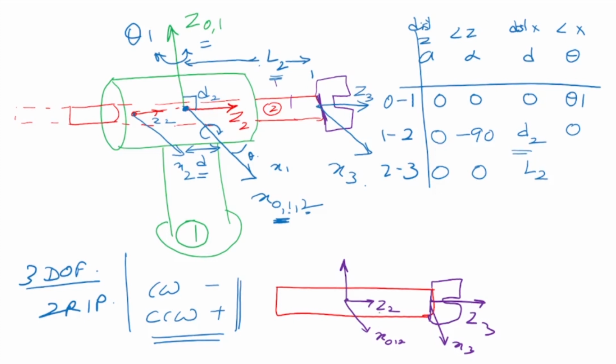Now when the red link moves to the right or the left, this distance is my L2. This will not change. But the distance between frame 1 and frame 2 is going to change. Okay, that means the distance between x1 and x2 is going to change. Okay, that is my d. So please note that carefully. Again, this can rotate about this axis, and that's my variable theta 3. So there are 3 variables here. Theta 1 is a variable, d2 is a variable, and theta 3 is a variable.